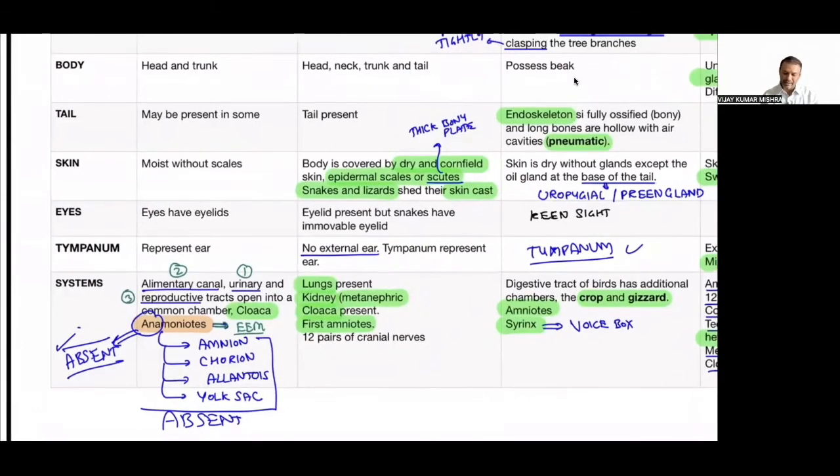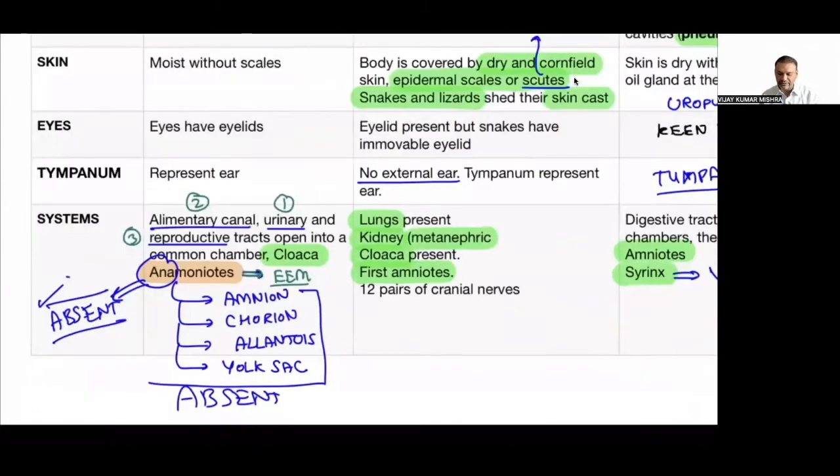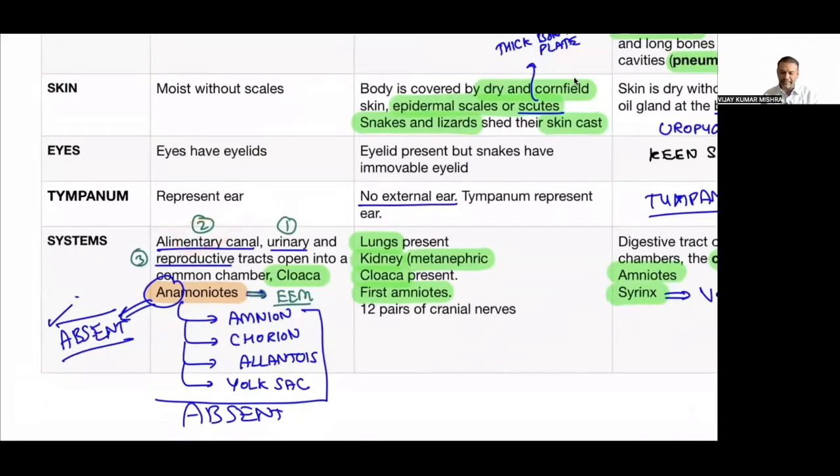When we talk about the systems, they have a urinary system, that is the first point. Second is the alimentary canal, and third is the reproductive system. All the three: number one urine, number two fecal matter, that is the digestive system, number three the reproductive system. All three commonly open at one point. This common point is called the cloaca.